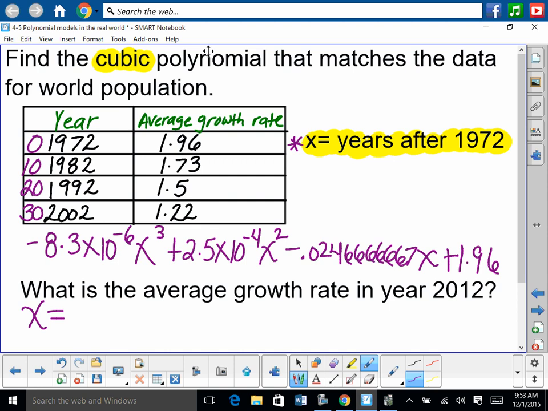30? No, more than that. 40. I said 40. Because you know you have that. Oh, 10 plus 2 is 12. It's 40. Sorry, my fault. Simple math. So you put 40 in for x.